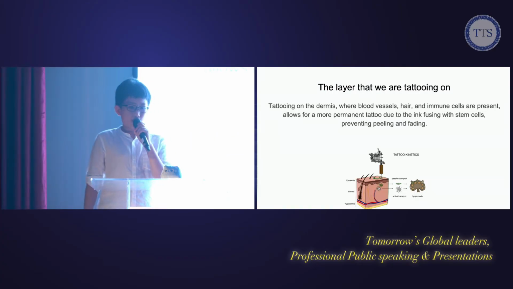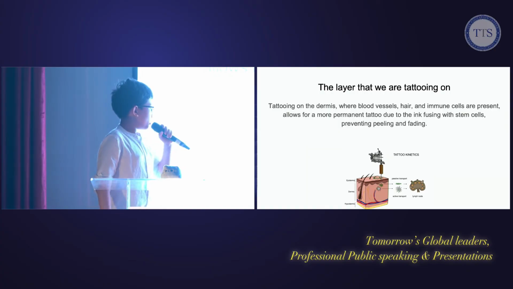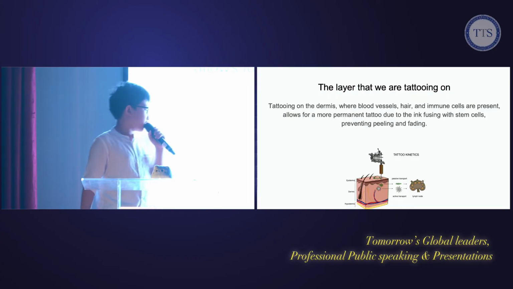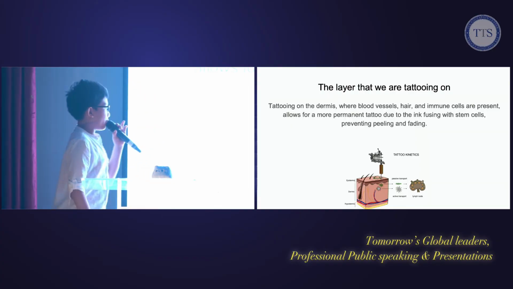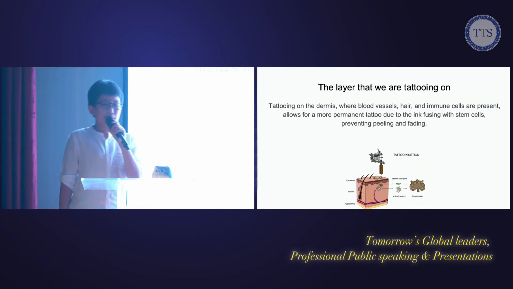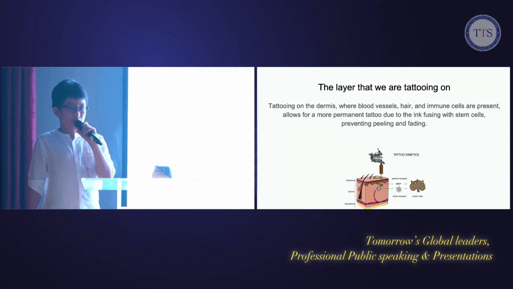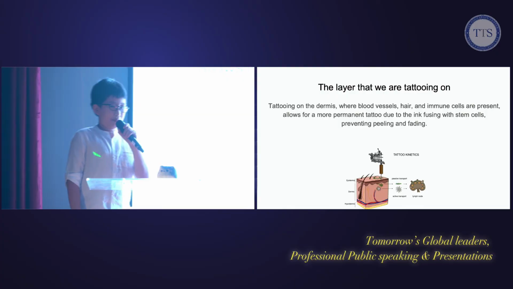So the layer that we're tattooing on, there are 3 main layers in our skin. One is the epidermis, second is the dermis, and the third is the hypodermis. The epidermis is the layer of dead cells I talked about. The dermis is where hair and capillaries are.